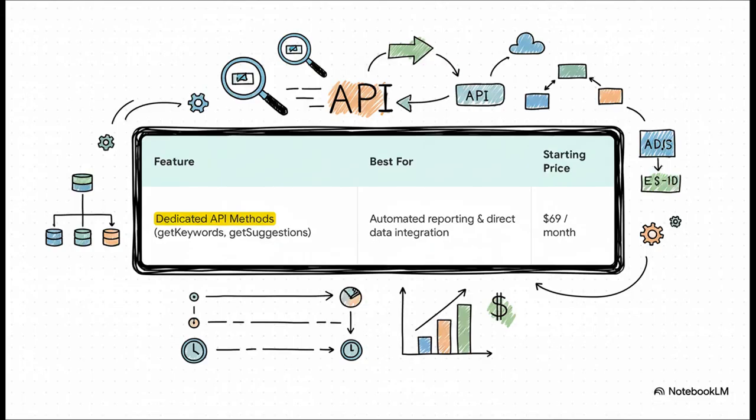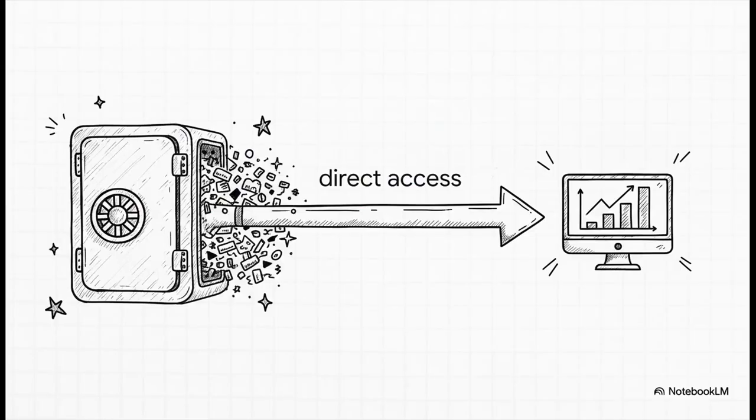SERPstat is more of a classic, dedicated API tool. Its big strength is giving you very specific, clean data through calls like get keywords. This makes it perfect if you're building out custom reports or your own internal dashboards. And the price is definitely right. The trade-off, though, is that its dataset might not be quite as massive as some of the bigger fish in the sea.